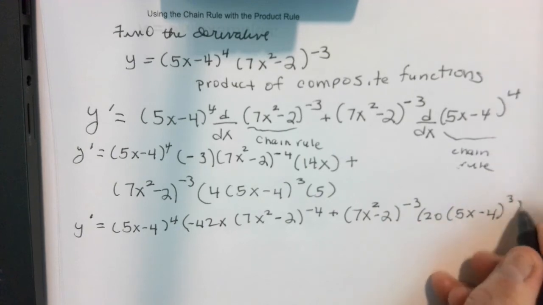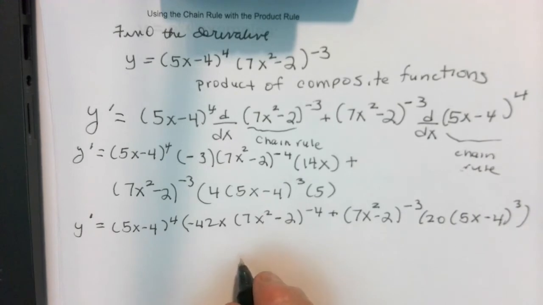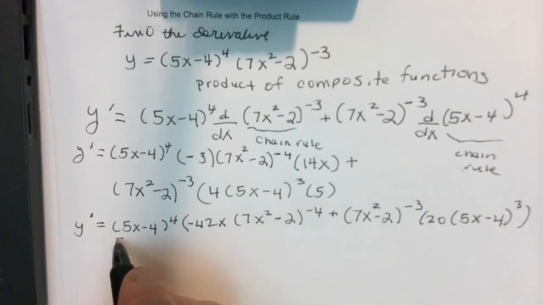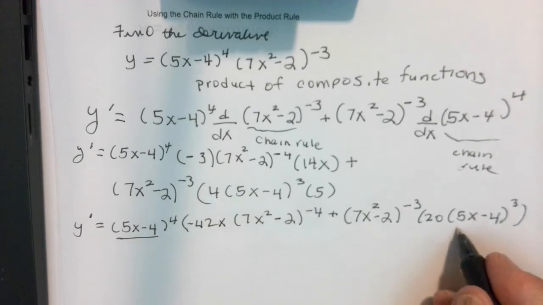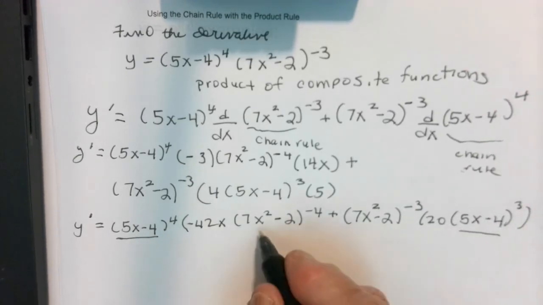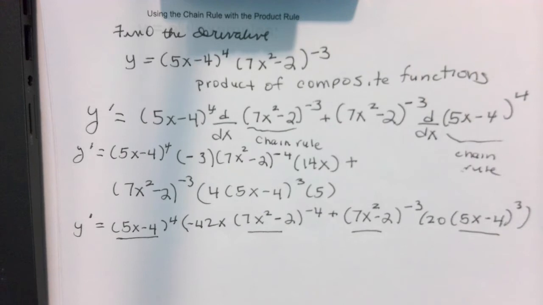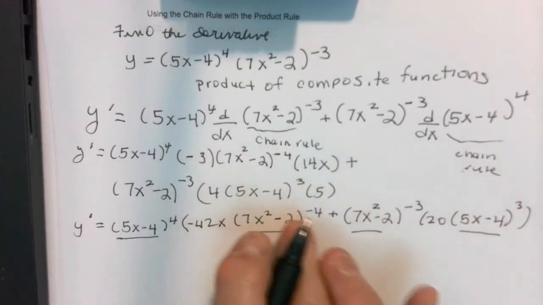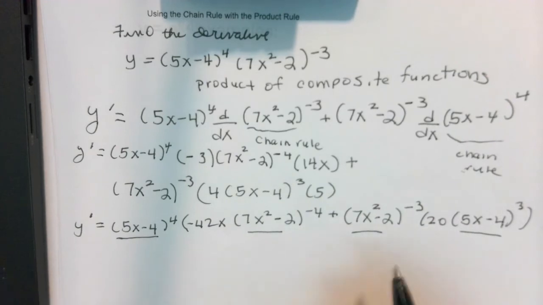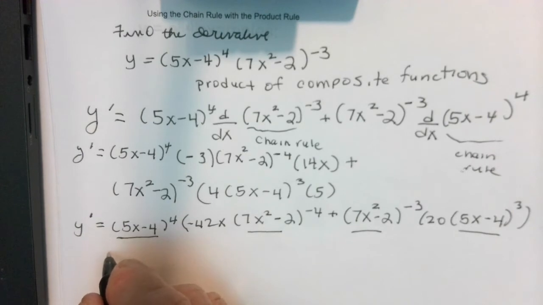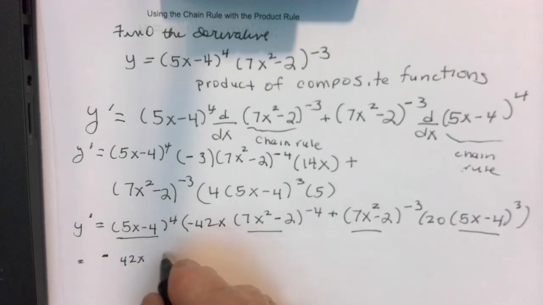Okay, now if you notice, there's a 5x minus 4 factor here, and there's a 5x minus 4 factor here. There's a 7x squared minus 2 factor here, and there's a 7x squared minus 2 factor here. So we're going to factor this. This is 2 terms. So what I'm going to do, well, first of all, I'm going to write the minus 42. Let's just write it like this. Let's put this extra step, which doesn't really do a whole lot, but I'm going to put the minus 42x. I'm just going to rewrite it with the coefficients out front.